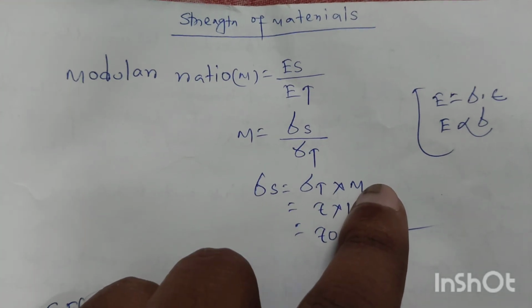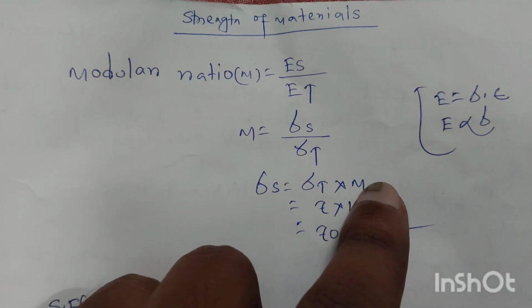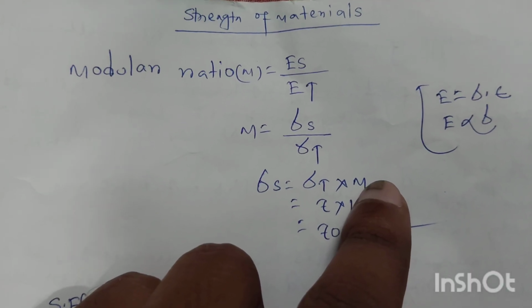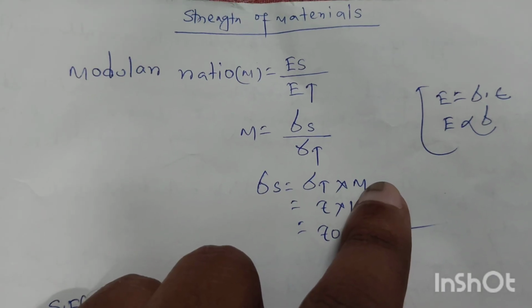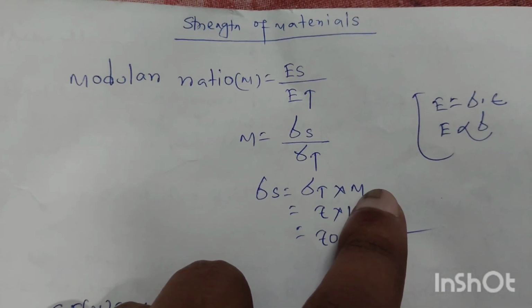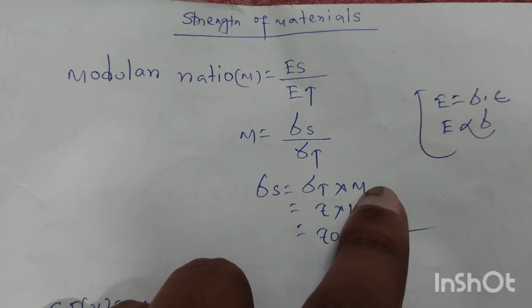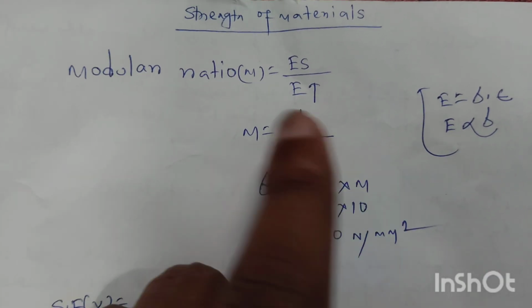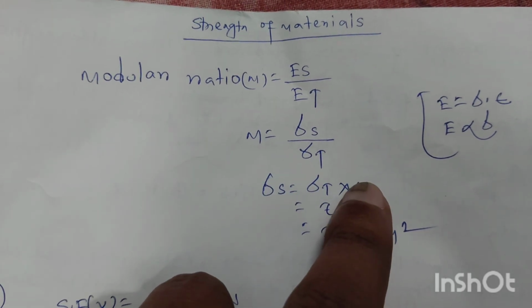And we also know that from Hooke's law, E equals sigma by epsilon. Epsilon is the strain of the material, E is the Young modulus of the material and sigma is the stress of the material. So from that relation we can say the modulus of elasticity of the material is proportional to the stress of the material. Okay, so we can also write M is equal to sigma S by sigma T.